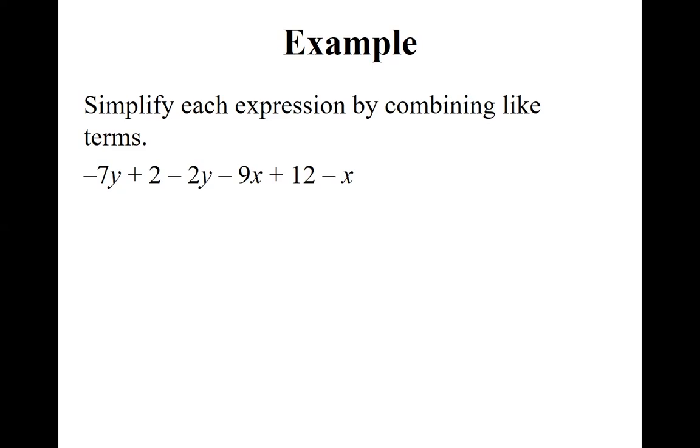If we're going to start moving things around, a good idea is to start by writing everything as addition. So negative 7y plus 2 plus negative 2y plus negative 9x plus 12 plus negative x. And then move the things around so that the y's are next to each other, the x's are next to each other, and the constants are next to each other.